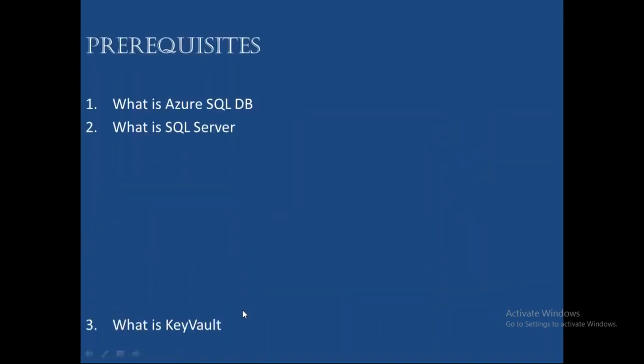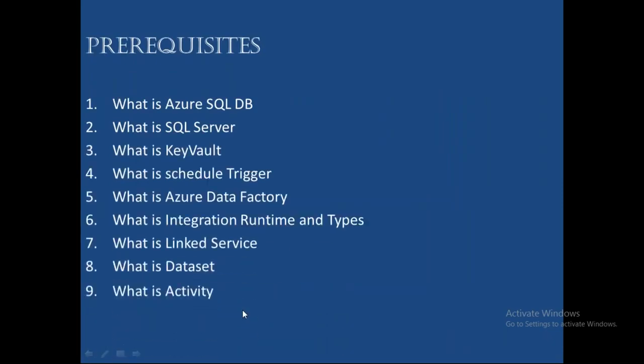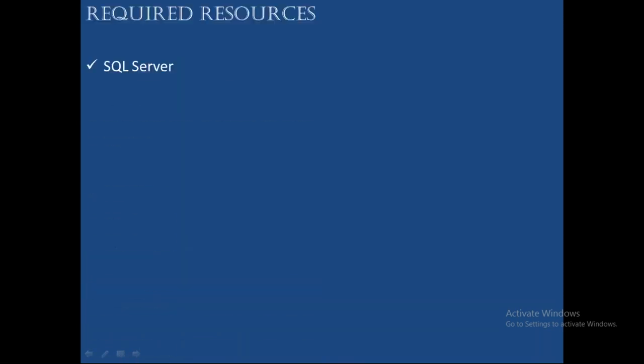Next, prerequisites. What is Azure SQL DB? What is SQL server? Keywords: schedule trigger, Azure Data Factory, integration runtime and types, linked service, dataset, activities and pipelines. We discussed all these things in detail, and you should be aware of them to understand today's session. Required resources are SQL Server, Azure SQL DB, Key Vault, and Azure Data Factory V2. These are the services that I'm going to create.